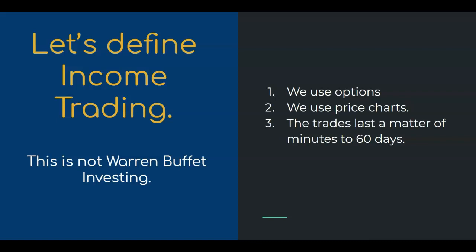For most people, we want to learn to trade for income or as a side business or that kind of concept. So how can you use it? You can use options, which I'm going to discuss here. We're going to use price charts, and we're going to look at this concept that most trades last anywhere from a matter of minutes to 60 days. So a lot of you are looking to trade for income to make money, which most of you are, right? Most people are not buy and hold for 10 years. We're going to discuss this concept.